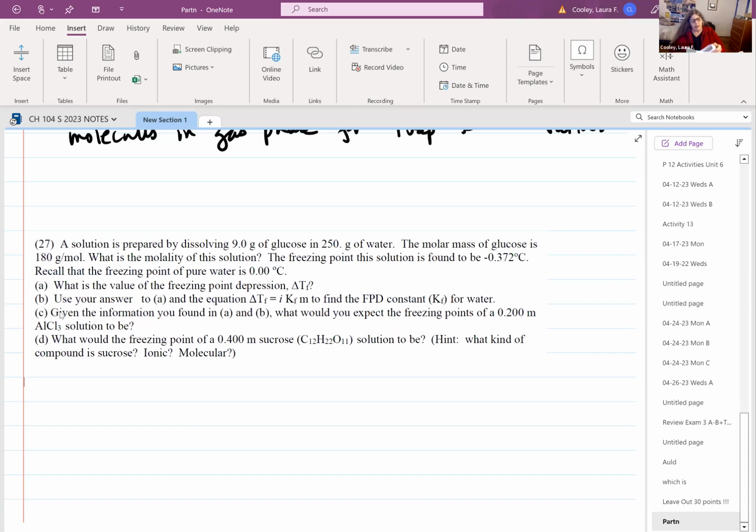The solution is prepared by dissolving 9 grams of glucose in 250 grams of water.